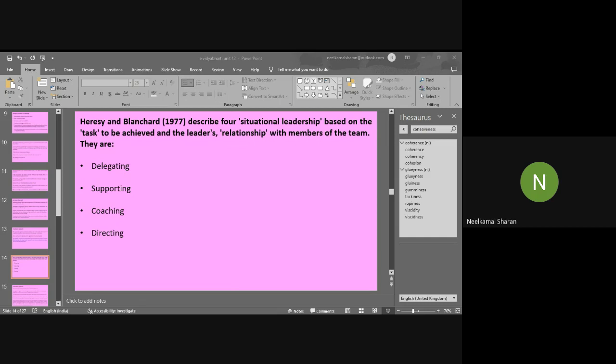For example, Fred Fiedler found that leaders whose main aim is to complete a task are more effective in groups that have either a high degree of structure or very little structure. High degree of structure means the members are highly motivated and encouraged to complete a task, or there is very little structure.